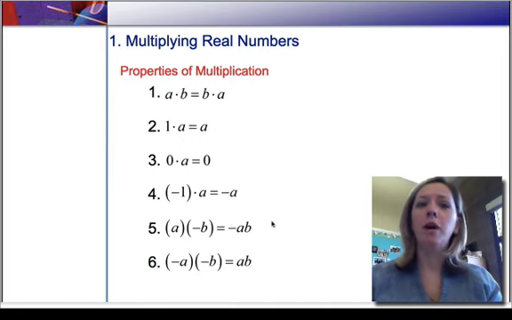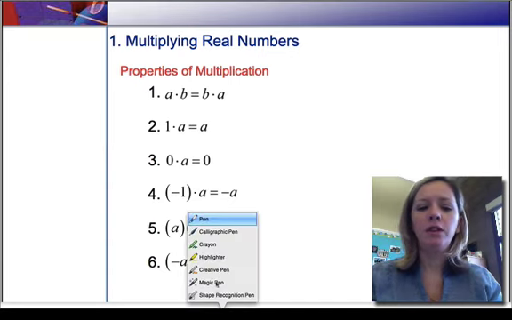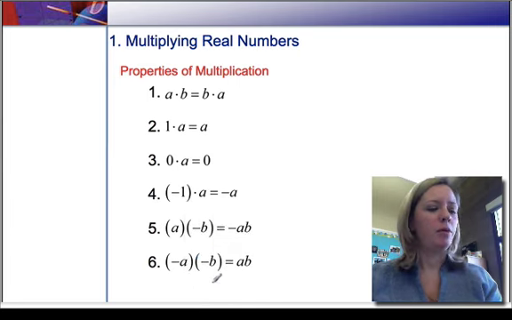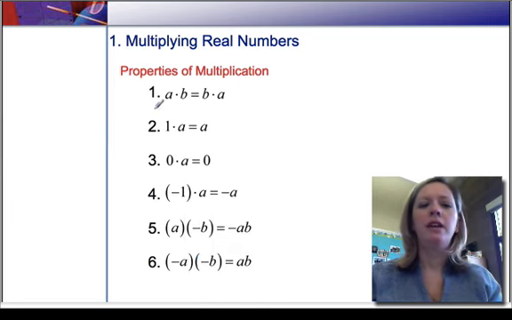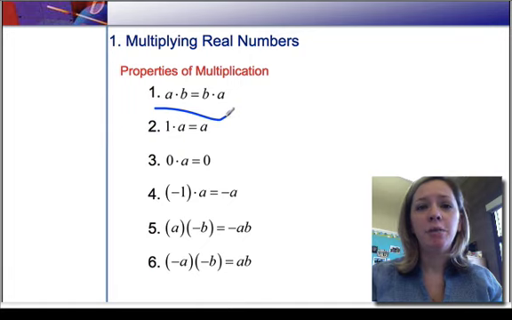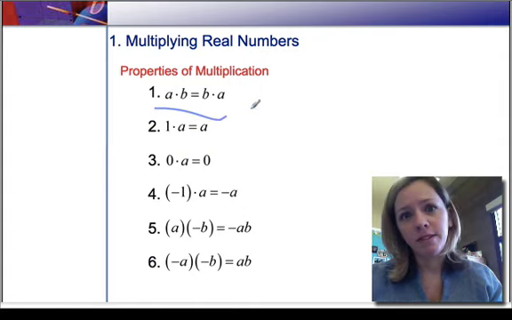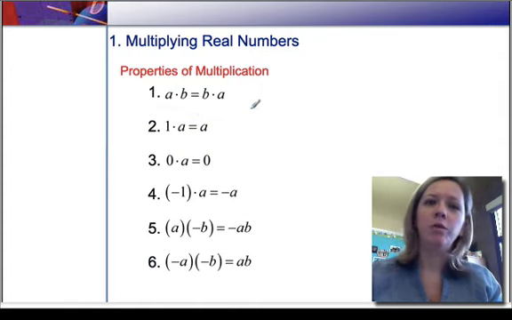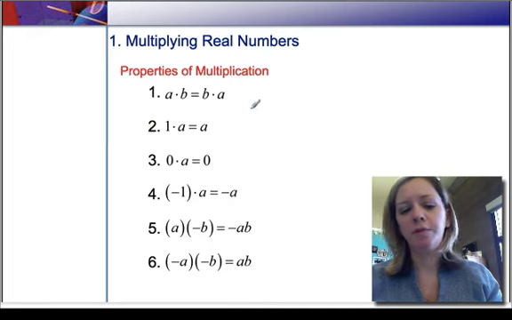There's a lot of different properties that you need to know about, and probably most of them are familiar to you. But let's review them and get them in your notes anyway. Okay, so the first property, A times B equals B times A. This says it doesn't matter what order you multiply things in, you're still going to be equal. So for example, 3 times 4 is equal to 4 times 3.